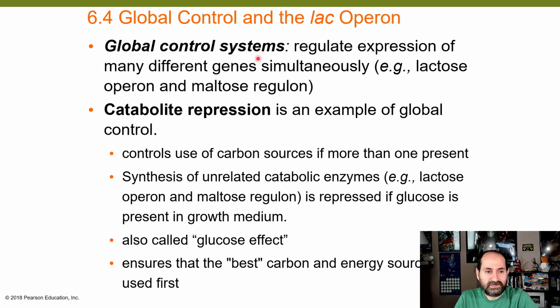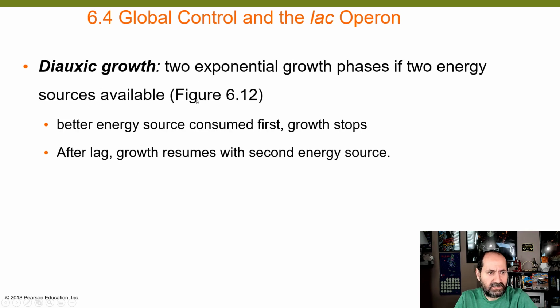Global control systems. What are these? The global control systems regulate expression of many different genes simultaneously. The global control systems can include the lactose operon and the maltose regulon. Catabolite repression is an example of global control. Catabolite repression, so turning off catabolism, controls the use of carbon sources if more than one is present. Synthesis of unrelated catabolic enzymes. Let me show you an example in a little bit.